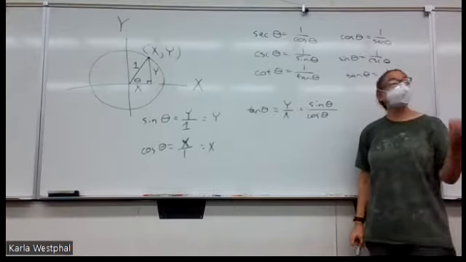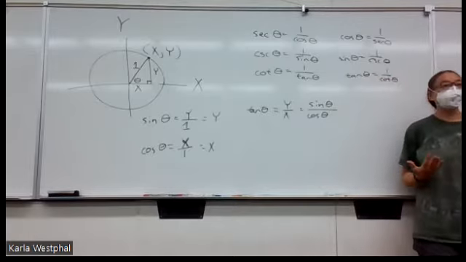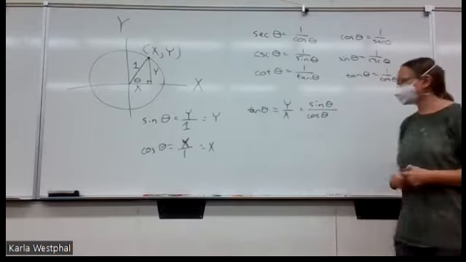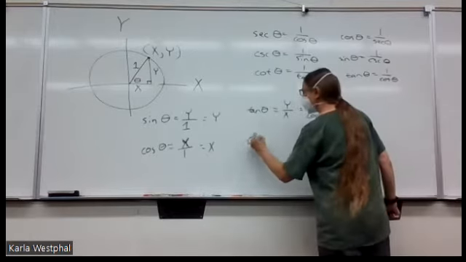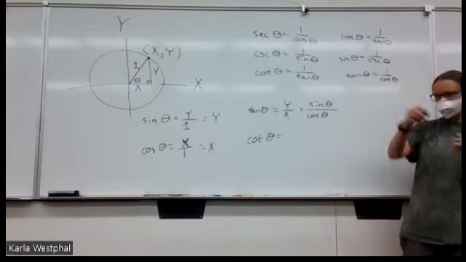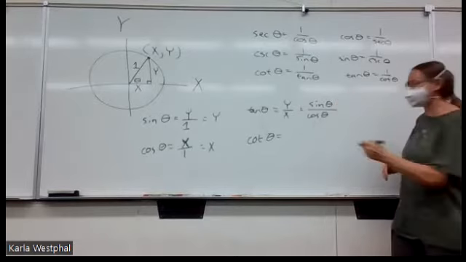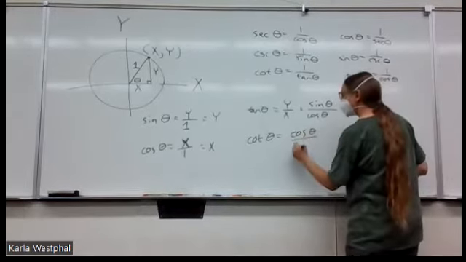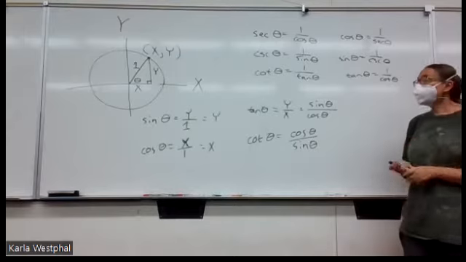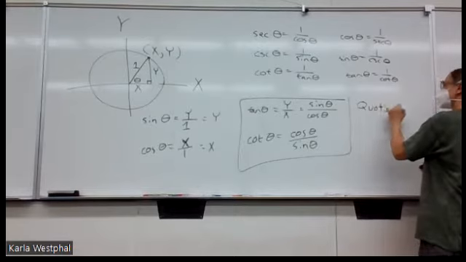Now, I mentioned that you want to have a working knowledge of these identities. And one thing that means is that you can derive other identities from them. So if tangent is sine over cosine, cotangent is going to be the reciprocal of tangent. So it would be cosine of theta over sine of theta. One thing that's super nice about these are what we call the quotient identities.